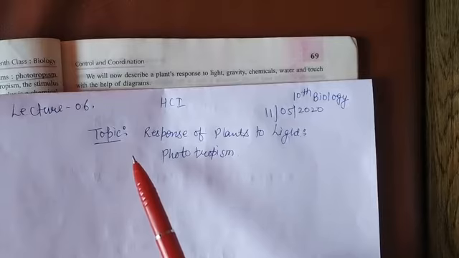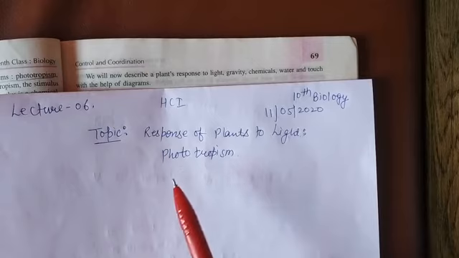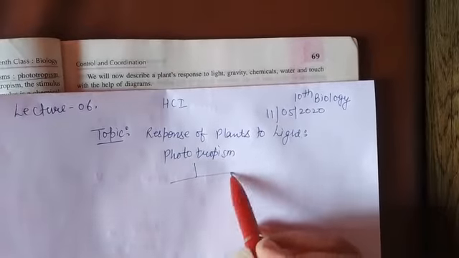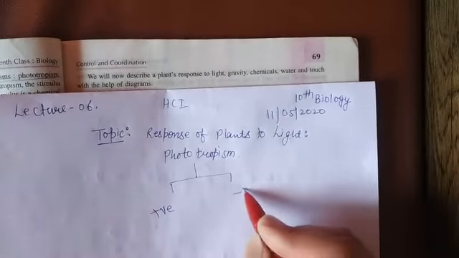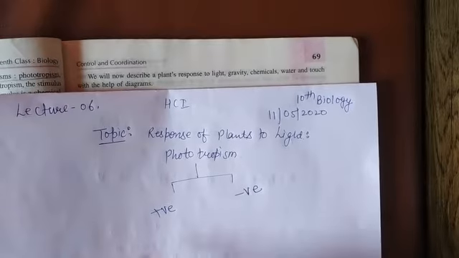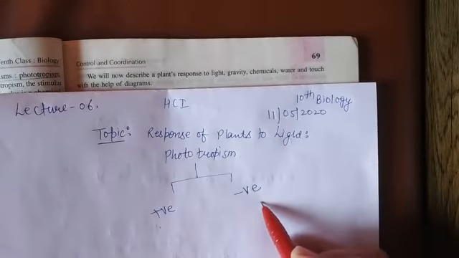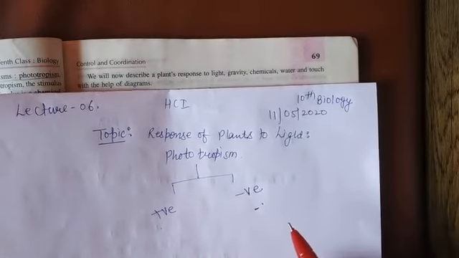So today my topic is the response of the plant to light, that is phototropism. The definition we all know: the movement of a plant part in response to light is known as phototropism. Phototropism is of two types, positive phototropism and negative phototropism. Positive phototropism means movement of the plant part toward the light, and negative phototropism is the movement of the plant away from light.